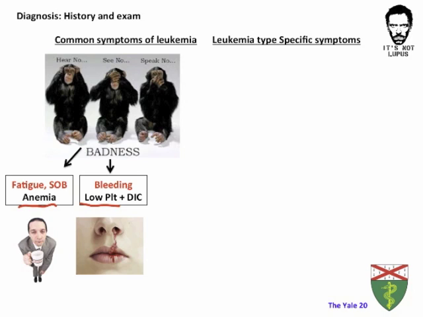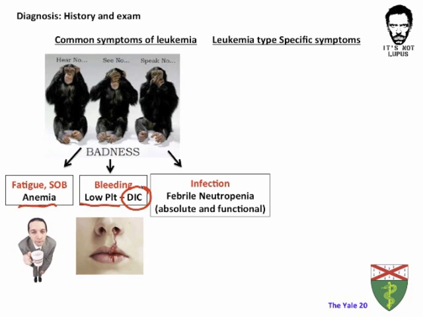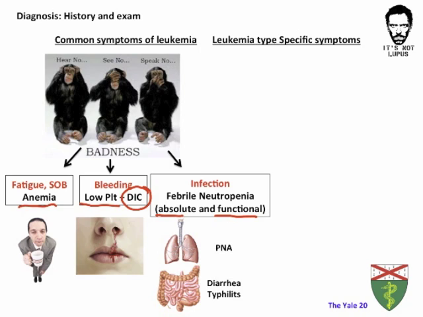Many acute leukemia patients also have a complication that we're going to talk a lot about called DIC, disseminated intravascular coagulation, which can lead to bleeding as well as clotting. Lastly, infection. Our classic febrile neutropenia. If a patient is neutropenic after chemotherapy, which would be absolute neutropenia, or is neutropenic even with a very high white blood cell count, because those white blood cells are not functional, called functional neutropenia, in either case they are prone to lots of infections, including pneumonia, diarrhea or typhlitis. Typhlitis is another word for neutropenic colitis.